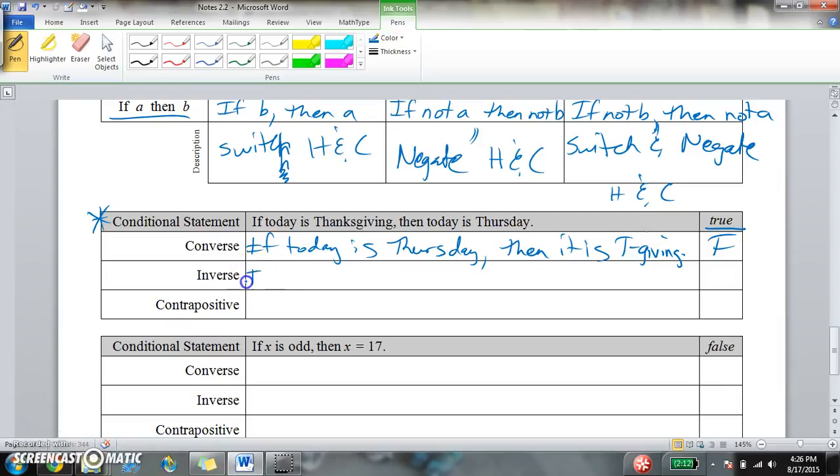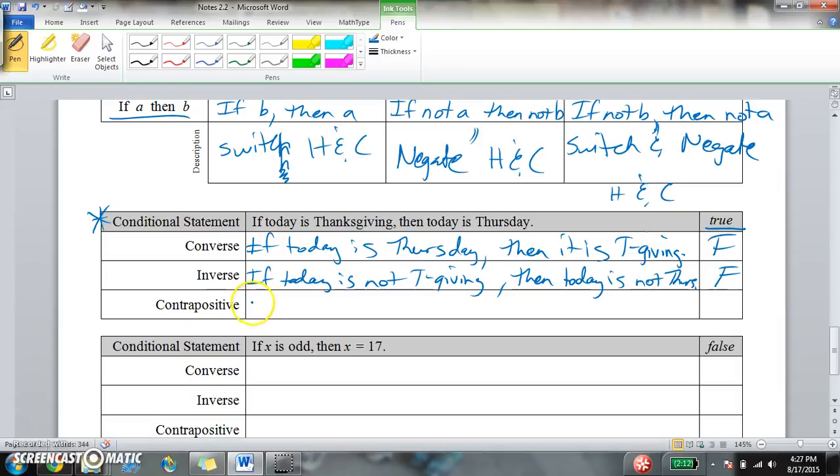The inverse would be if today is not Thanksgiving, then today is not Thursday. Again, that would be false because there's a lot of Thursdays that are not Thanksgiving. So if today is not Thanksgiving, it doesn't necessarily mean that today is not Thursday.